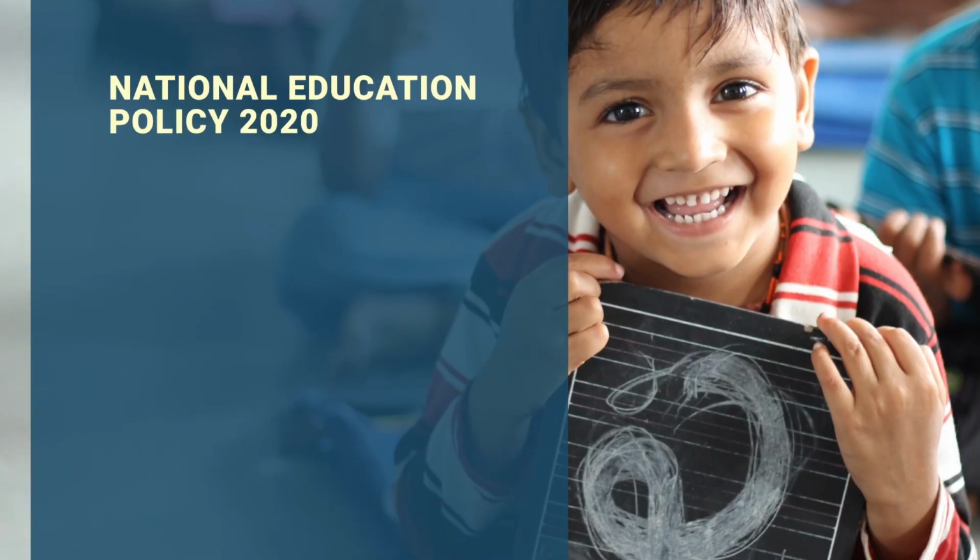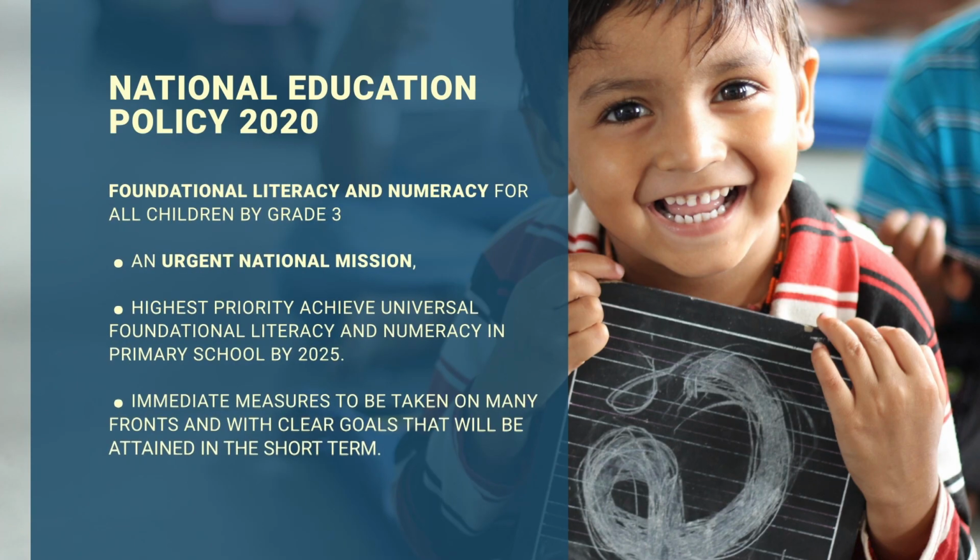The National Education Policy 2020, which is the new education policy, talks about foundational literacy and numeracy for all children by the time they achieve grade 3, and they call it an urgent national mission, so that universal foundational literacy and numeracy is developed in all primary school children by the year 2025, and immediate measures like a multi-pronged approach should be used for developing that.